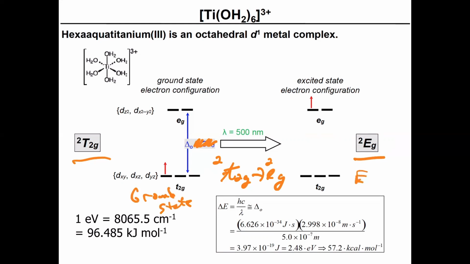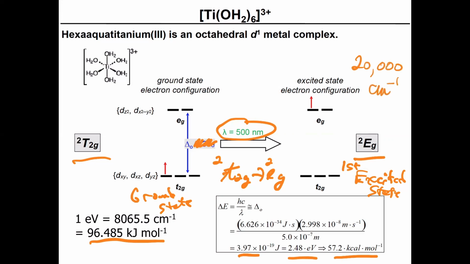And then this is the excited state, or I should say the first excited state. And ultimately what has happened is that transition took 500 nanometers of photon energy to generate. And then we can convert that into any of your favorite energy units. So you can convert it directly into joules, into electron volts, into kcals per mole, into kilojoules per mole. Just depends on what energy scale you're most interested in. But for our purposes, this is roughly 20,000 reciprocal centimeters.